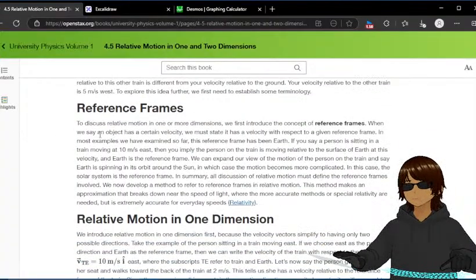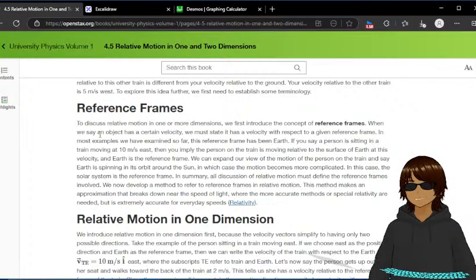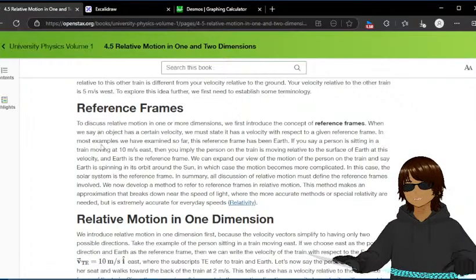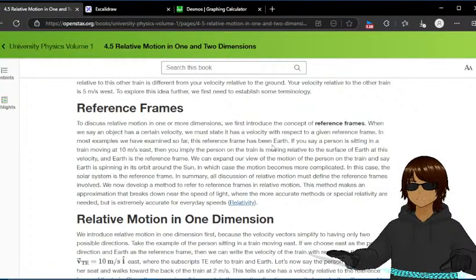To discuss relative motion in one or more dimensions, we first introduce the concept of reference frames. When we say an object has a certain velocity, we must state it has a velocity with respect to a given reference frame. In most examples we have examined so far, this reference frame has been Earth. If you say a person is sitting in a train moving 10 meters per second east, then you imply the person on the train is moving relative to the surface of the Earth at this velocity, and Earth is the reference frame.